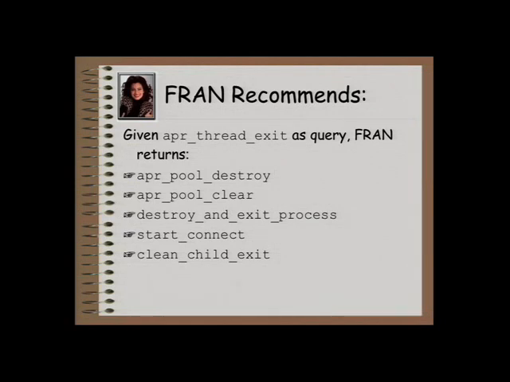Once Daria sees these functions, she can be prompted to go off and look at them, and she'll quickly realize that a side effect of APR thread exit is that it will flush any pool that was allocated. By knowing this, Daria can avoid this kind of coding, which might lead her to introduce a bug that's very, very hard to debug. So that's the goal of Fran. Given a function, find related functions. It's a very, very simple goal.